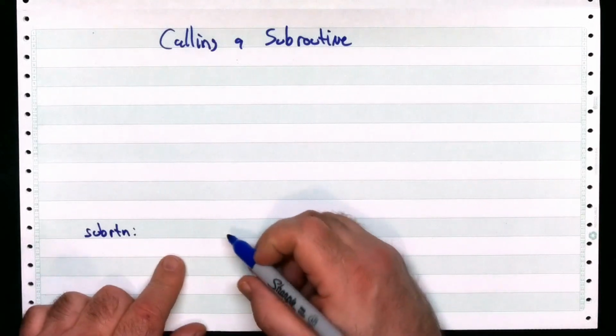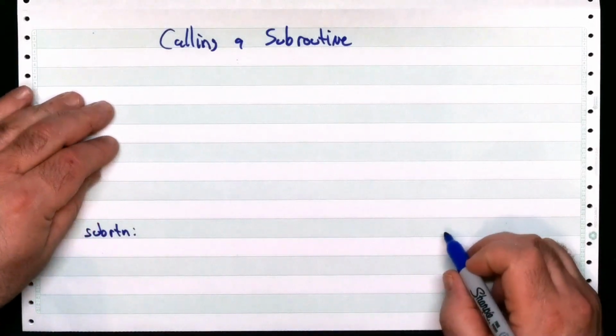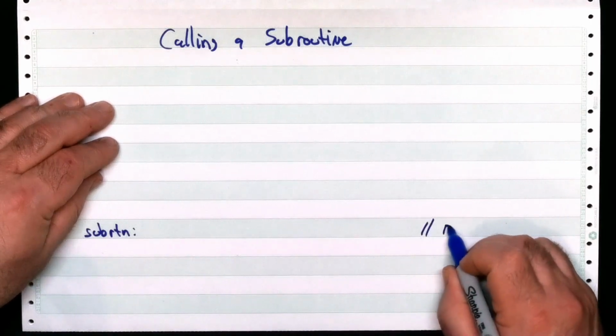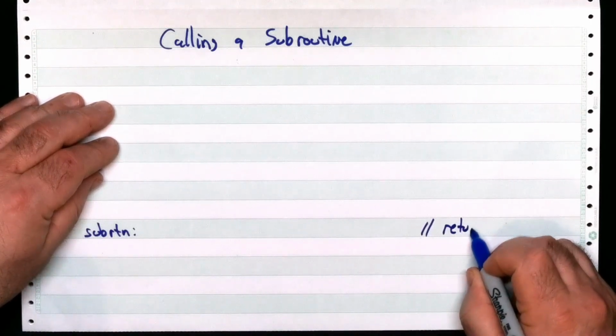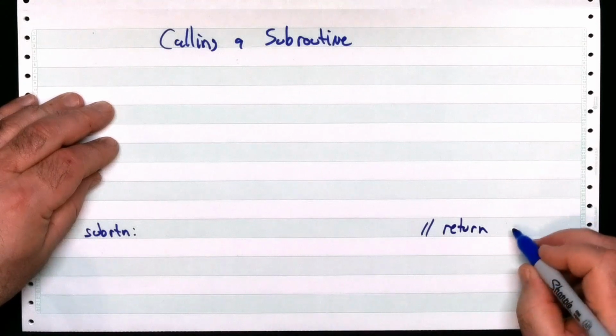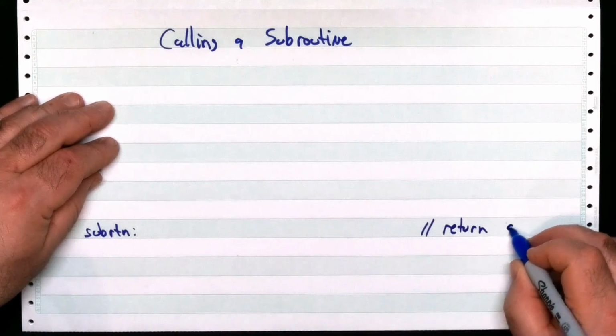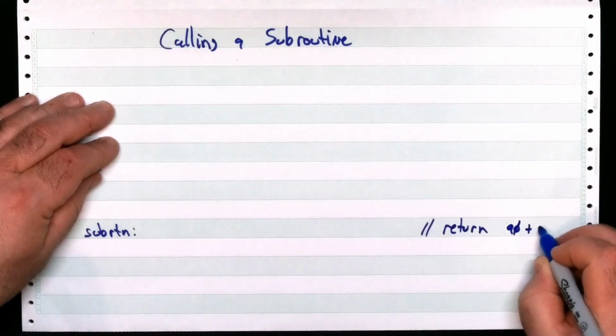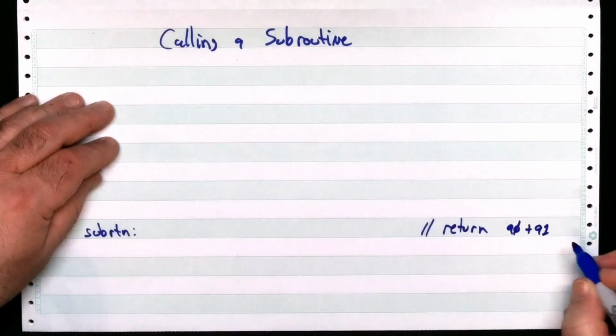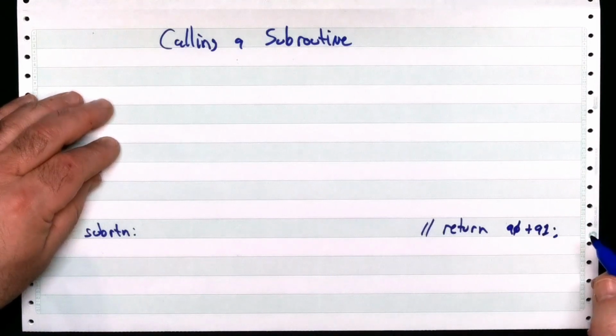Let's say, what are we going to do in here? What we're going to do is we're going to write a subroutine that does this. Let's say in C, it would do this. Return argument 0 plus argument 1. Semicolon. How would we do that?